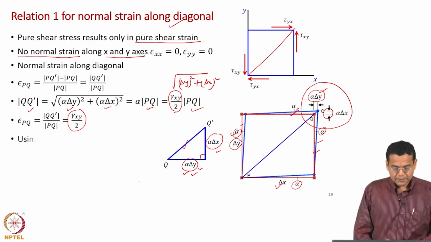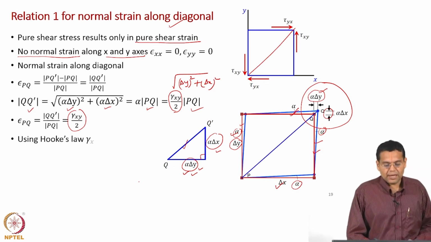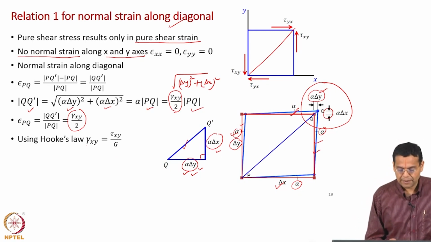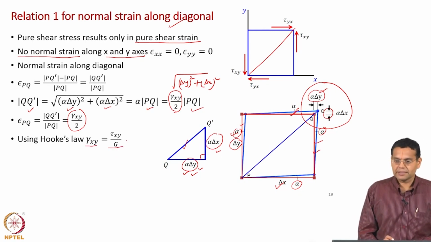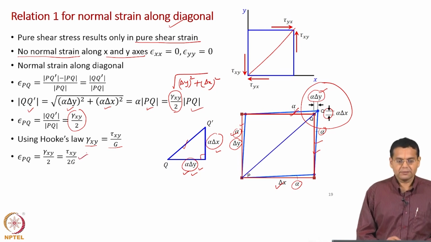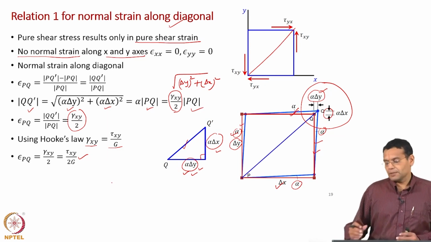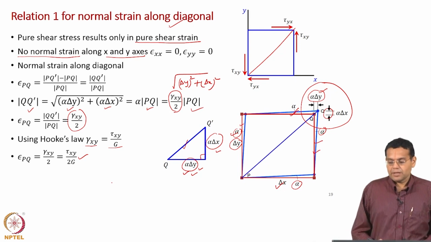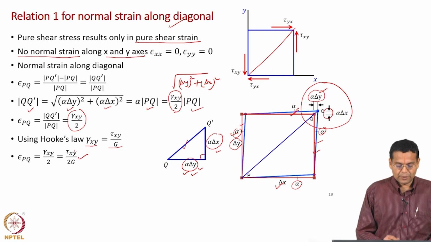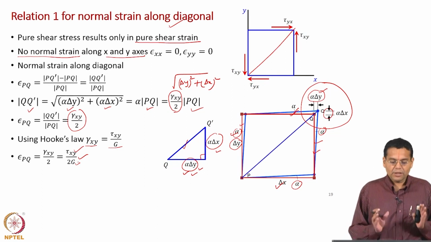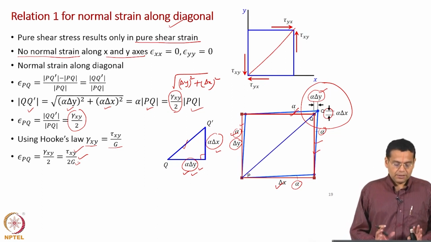Now, we will use Hooke's law. When I say Hooke's law, there are six equations, and we are using one of them. What is that? Gamma xy is equal to tau xy by G. So, epsilon PQ is equal to gamma xy by 2, which is equal to tau xy by 2G. What we have done is relate the normal strain along the diagonal to the applied shear stress tau xy and the material property shear modulus G. So, we have derived one relationship for normal strain along the diagonal.